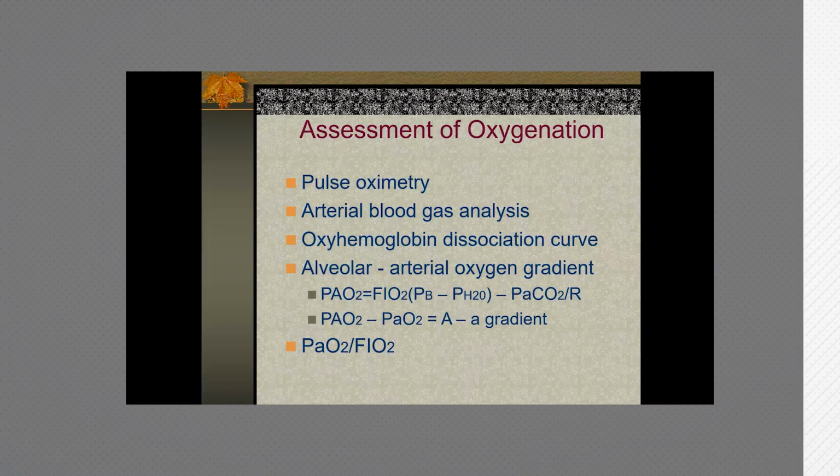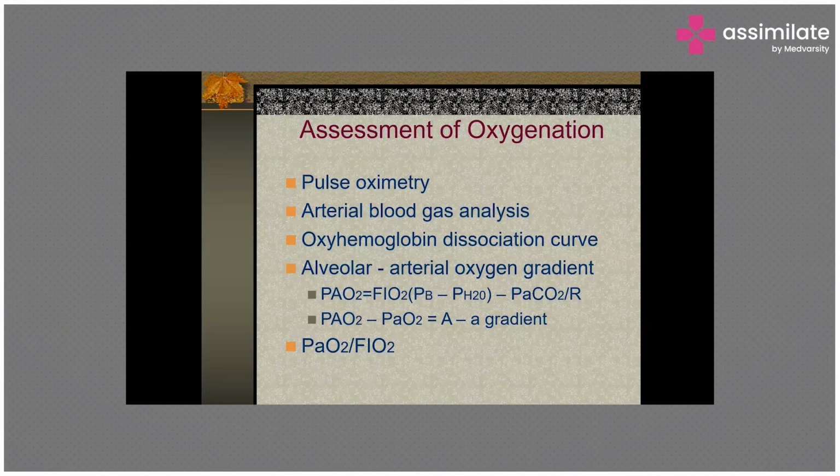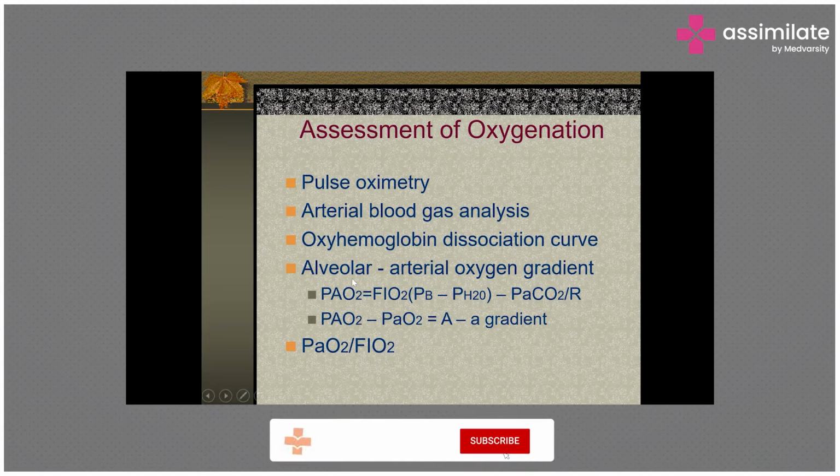So that's why we need to assess the amount of hypoxemia with pulse oximetry, ABG, and wherever possible, the oxygen dissociation curve can also be measured. And we should be able to know the alveolar arterial gradient. For calculation of the alveolar arterial gradient, we should be able to remember the formula.